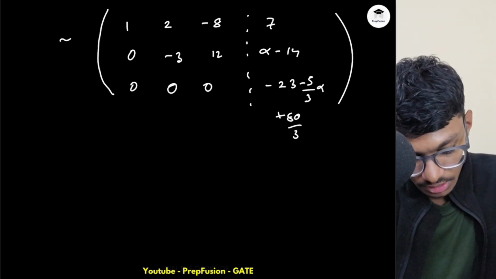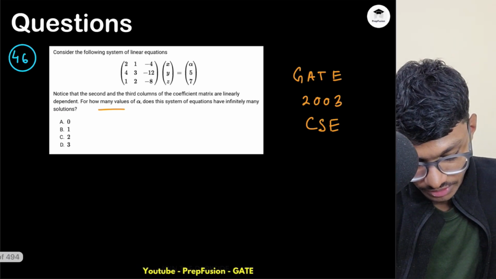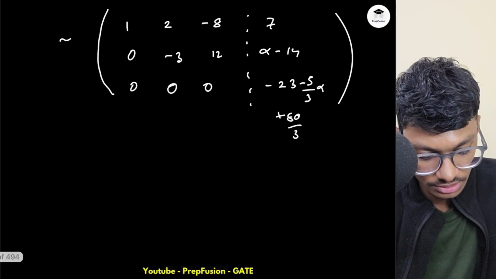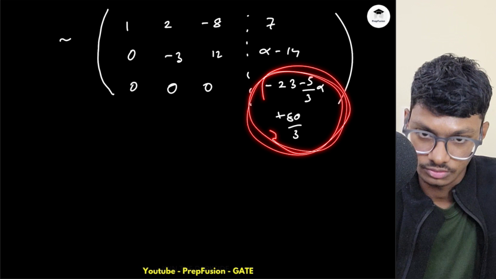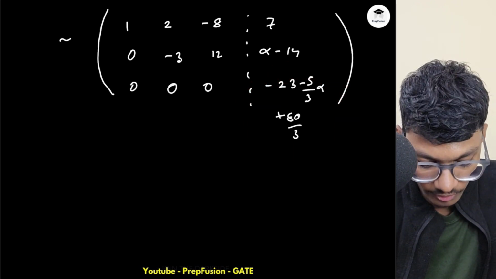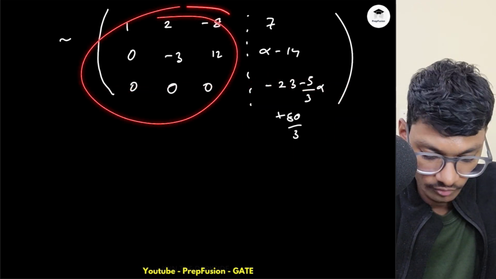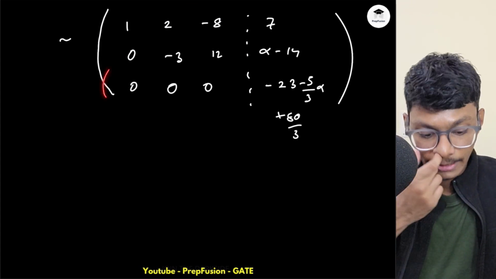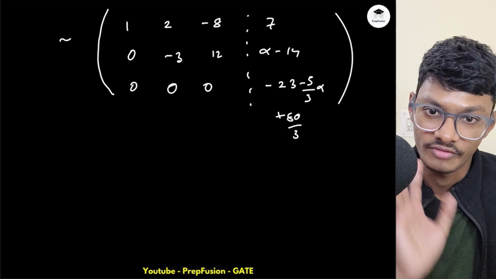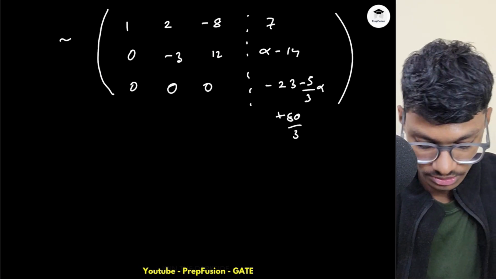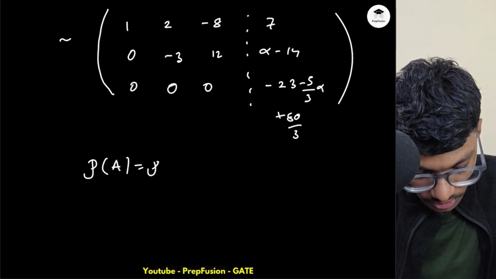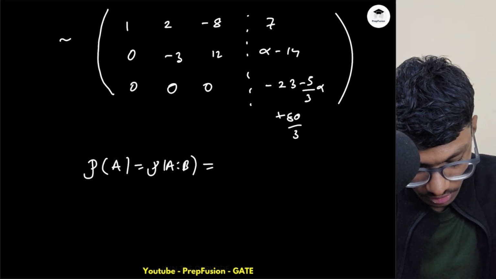So what do we want in the question? The question talks about infinitely many solutions. For infinitely many solutions, this has to be equal to 0. So the rank of A is obviously less than the number of variables. That is good. But rank of AB has to be equal to rank of A. Then only we will get infinitely many solutions. So here, obviously, rank of A equals rank of AB equals 2.